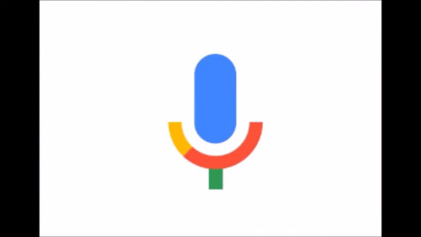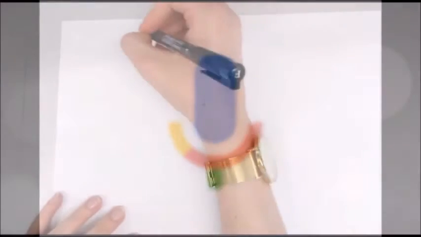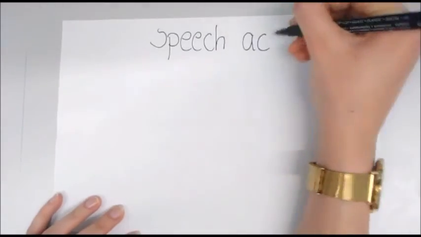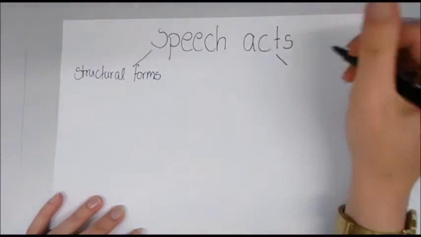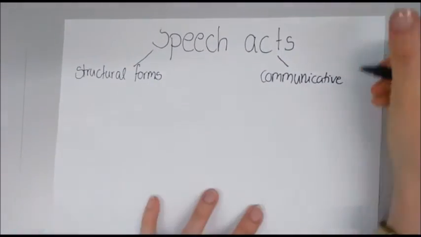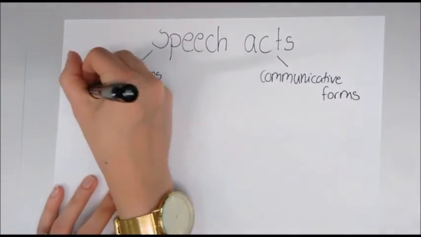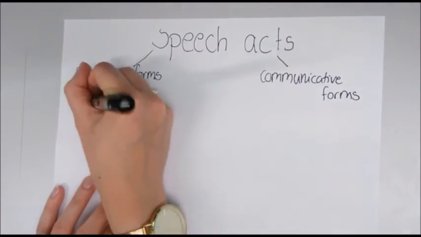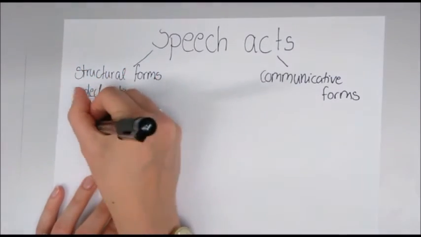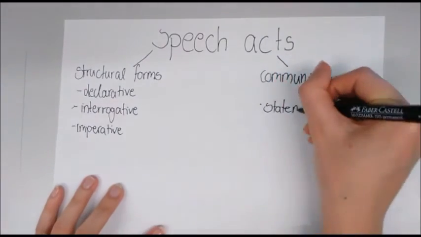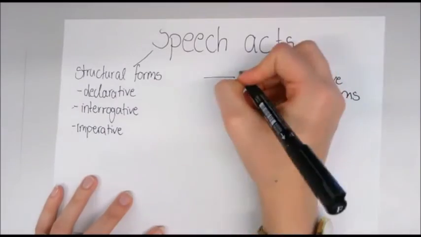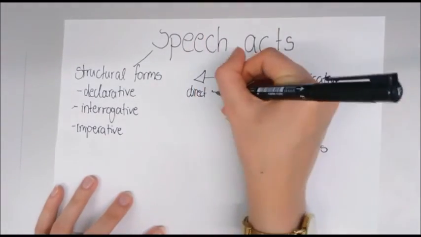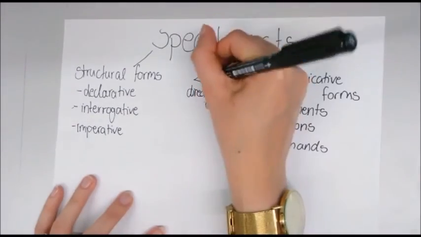Okay Google, in which other way can speech acts be classified? Another way to classify speech acts can be made on the basis of structure. In order to do so, one has to recognize the relationship between three structural forms and three communicative functions of speech acts. The structural forms are called declarative, interrogative, and imperative. The communicative functions are statements, questions, and commands. A direct speech act only occurs when there is a direct relationship between the structural form and the communicative function.